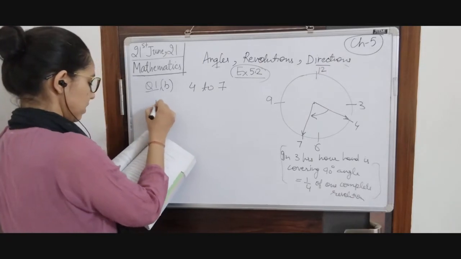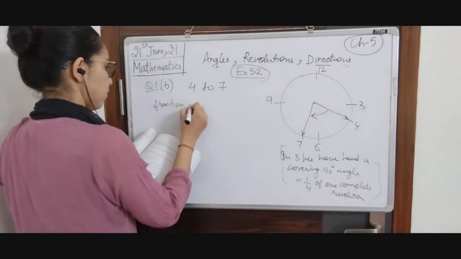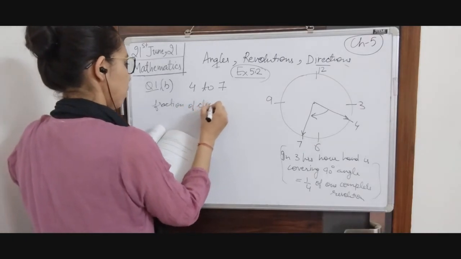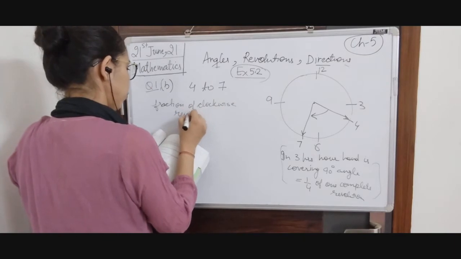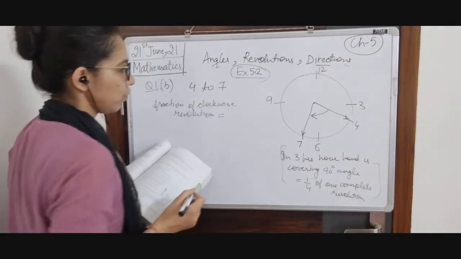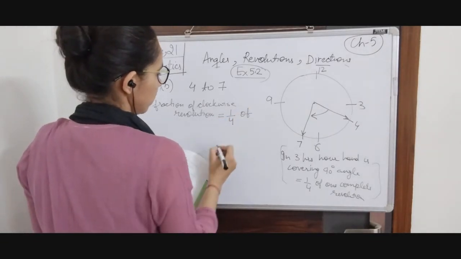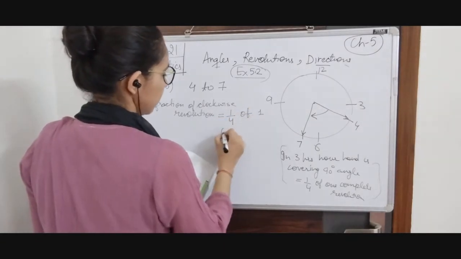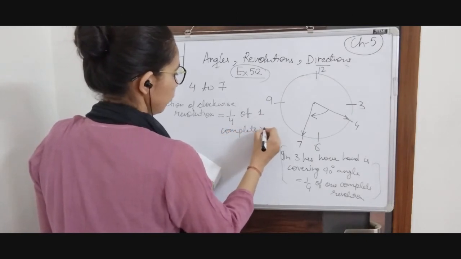4 to 7, the fraction of clockwise revolution will be equal to 1 by 4 of one complete revolution.